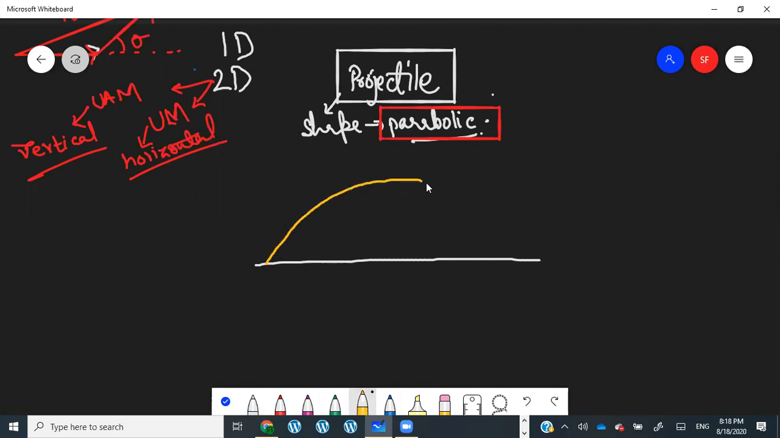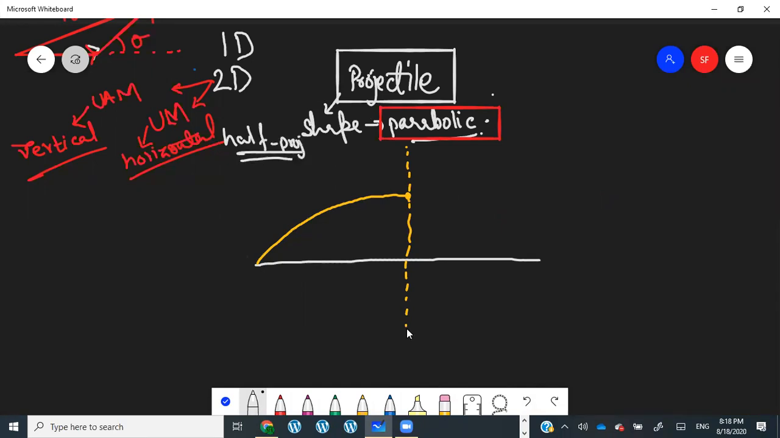Okay, so it goes up, it reaches a peak, right? Yes. If I stop here, this is called half projectile motion, okay? Half projectile, because it's half of the full projectile motion.